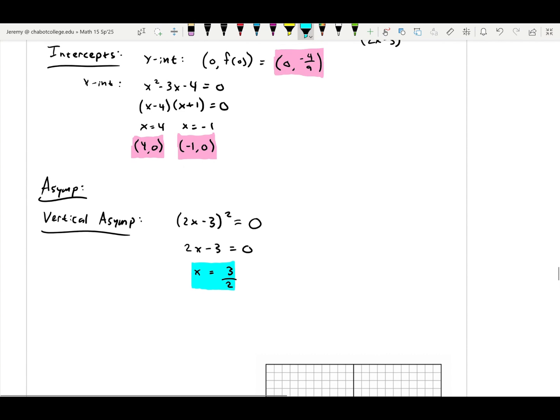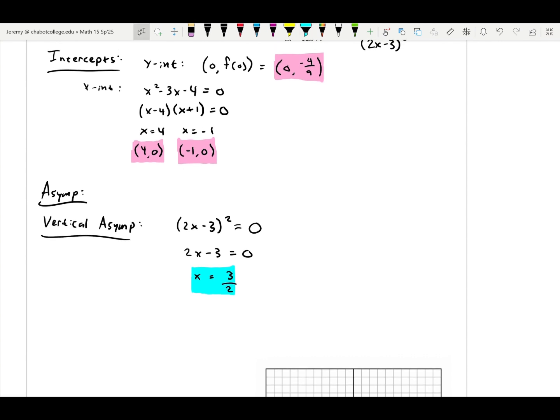Okay, not too bad. Horizontal asymptote. Let's find a horizontal asymptote. I think I might do that over here.